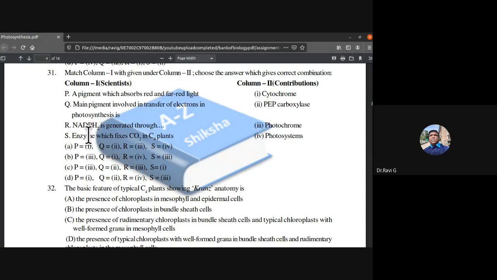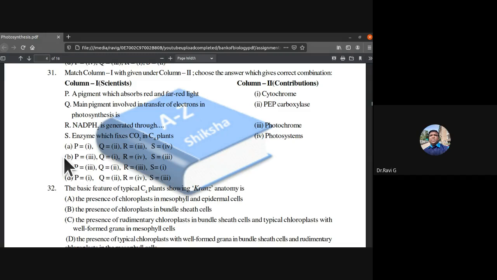Yes, only the last one, yes should be 4. 2 is the answer, yes. So the third one, or the second one, B is the answer. I think P is 3. So a pigment which absorbs red and far red light is phytochrome, not cytochrome. Cytochrome is involved in transfer of electrons. We call it the electron transfer complex.